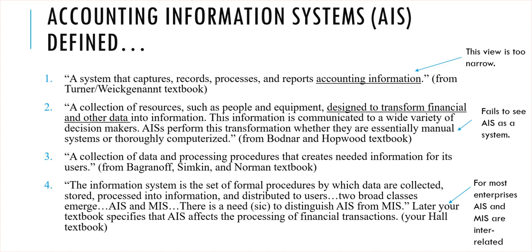The second one is talking about the players. It's talking about what you have in an AIS. It says you've got resources like people and equipment. And then you have the need to transform data into information. But what it fails to see is that it is really a system that needs to exist within this enterprise.